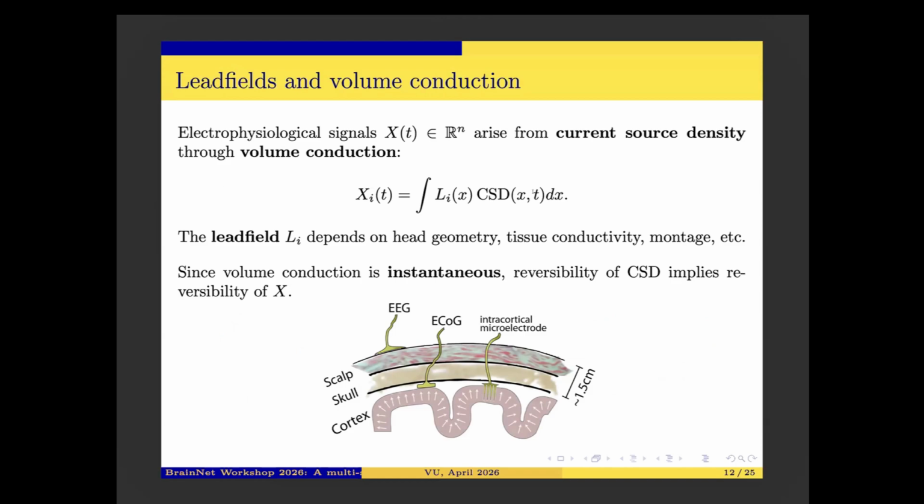Our observed signals are n-dimensional signals. They are related to the current source density, which is the true brain activity, through a linear forward operator called the lead field. This is true for EEG and ECoG and even also for LFPs. You have volume conduction. So the CSD is just a scalar field on the cortex, so X is a continuous space. And what you record at a single electrode, say electrode i, is a weighted average of, in principle, all activity throughout the cortex.